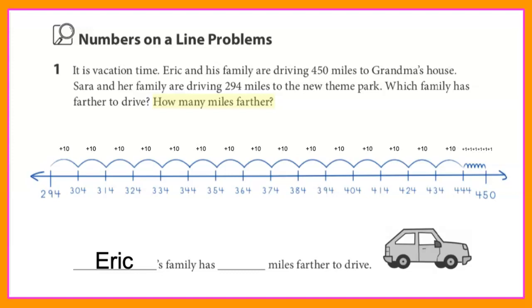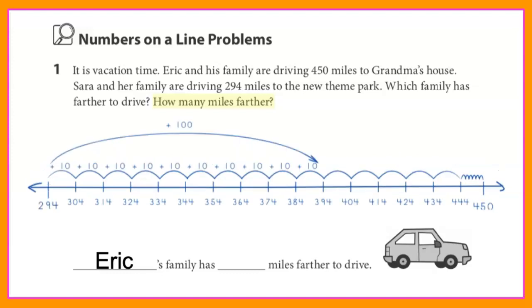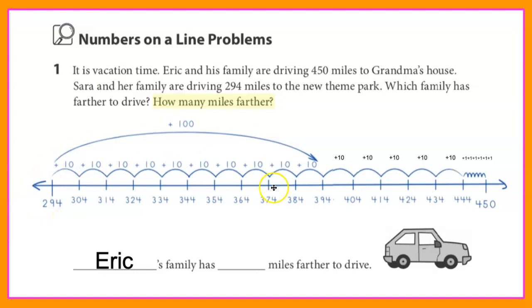What if we grouped our jumps of 10 into a bigger jump? Now I can take 10 jumps of 10 and make it one big jump of 100. And I know if I'm at 294, I make my big jump of 100, I'm at 394 because I'm just adding 100. So the only number that changes is the number in the hundreds place. And then I can make my little jumps of 10. So I have 100, 10, 20, 30, 40, 50, add my 6.